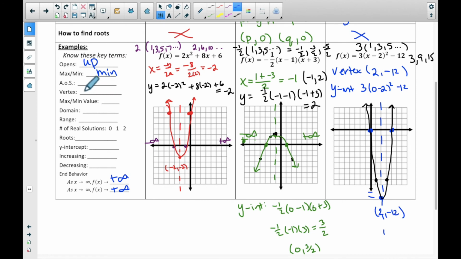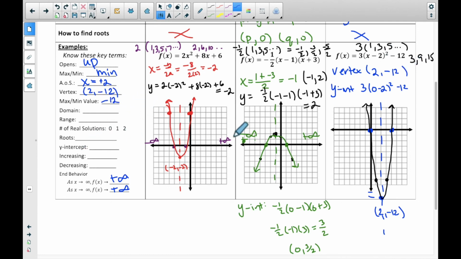Axis of symmetry, we found that was positive 2. And that came from this 2 right here. The vertex was at (2, -12). We took that 2 from the axis. Oh, I was going to say we plugged it in. We didn't have to do that. It's just right here, (2, -12). What you really could do is take that 2, plug it in. That's going to give you 0, and then that's -12.